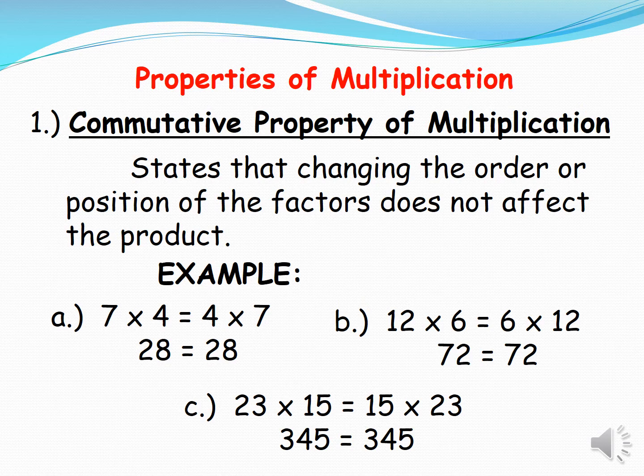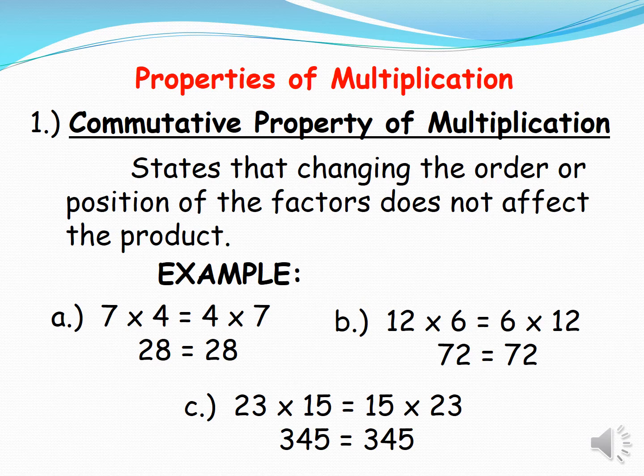Commutative property of multiplication states that changing the order or position of the factors does not affect the product. Example, letter A. 7 times 4 is equal to 4 times 7. 7 times 4 is equal to 28. 4 times 7 is equal to 28, so they are equal.